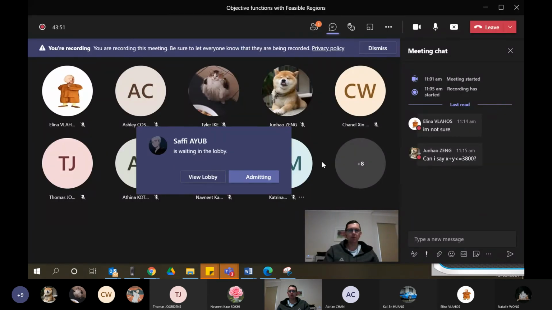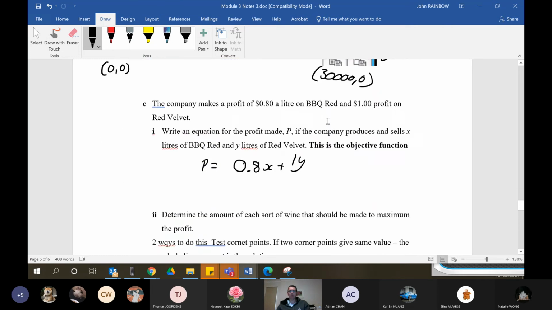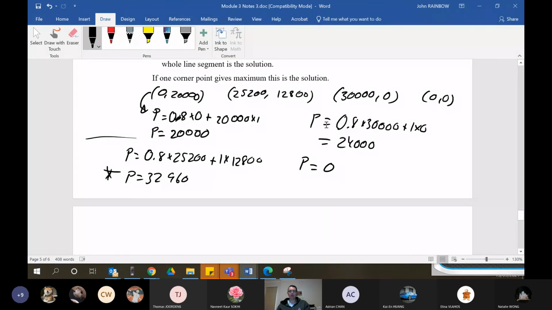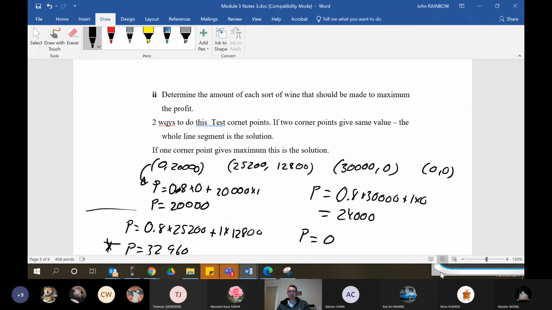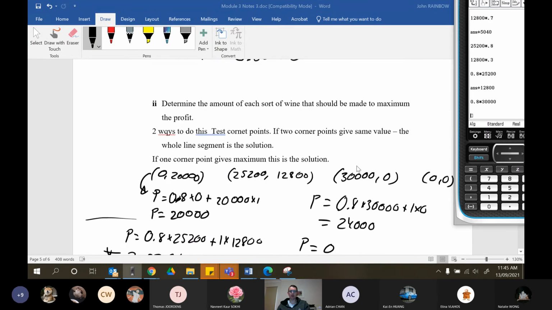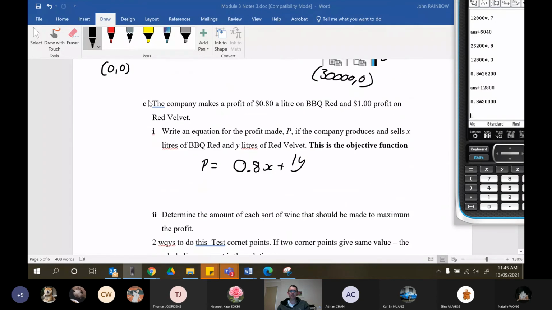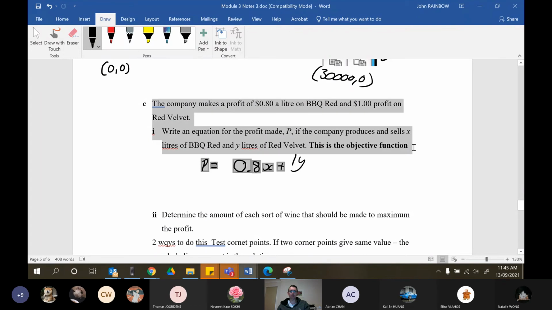Now, you might be like, well, that was pretty obvious. I could see that that was going to be the point anyway. One thing that we can do, and I will get back into this next lesson, I'll show you the sliding line method. But I'm just going to change this question up slightly for you guys. Let's check this out.